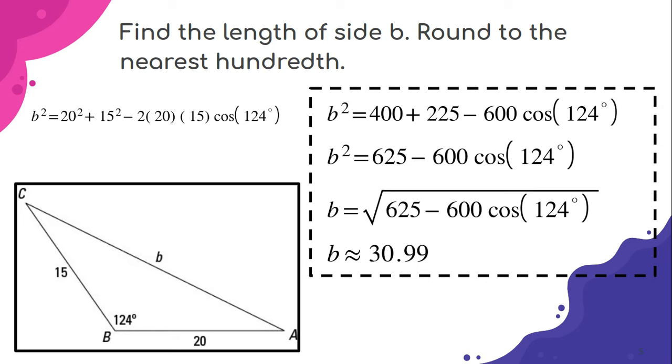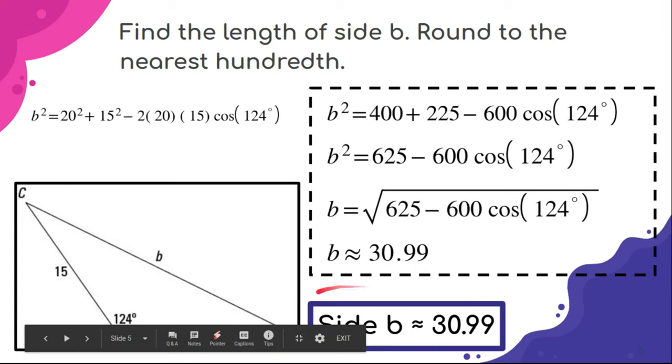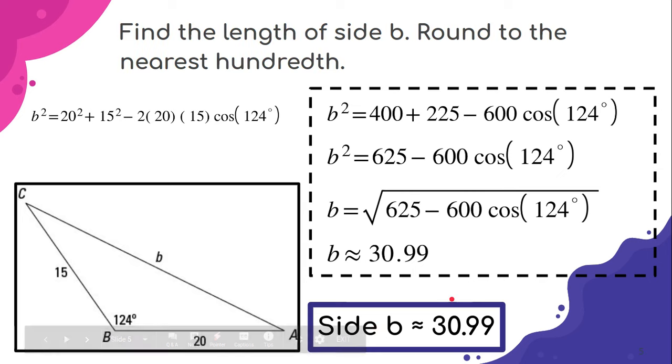And as you can see here, the length of side B is about 30 and 99 hundredths. And this is how you use the law of cosines to find the side length of a triangle.